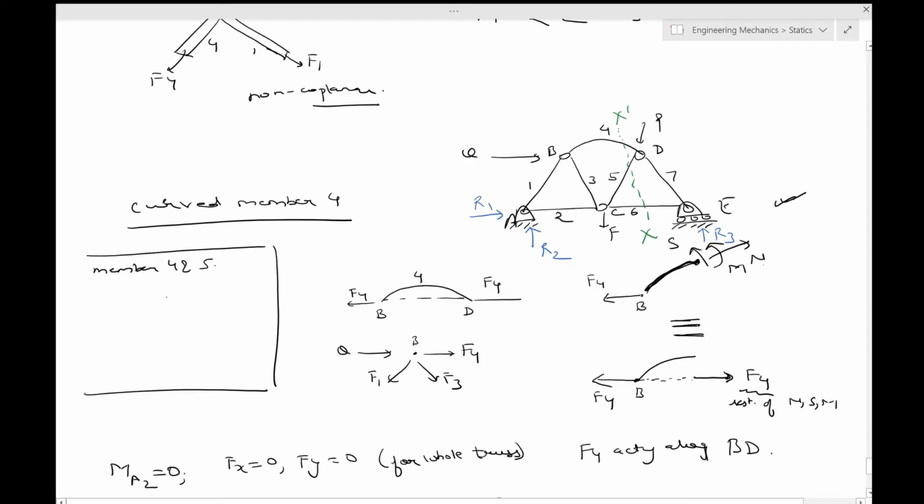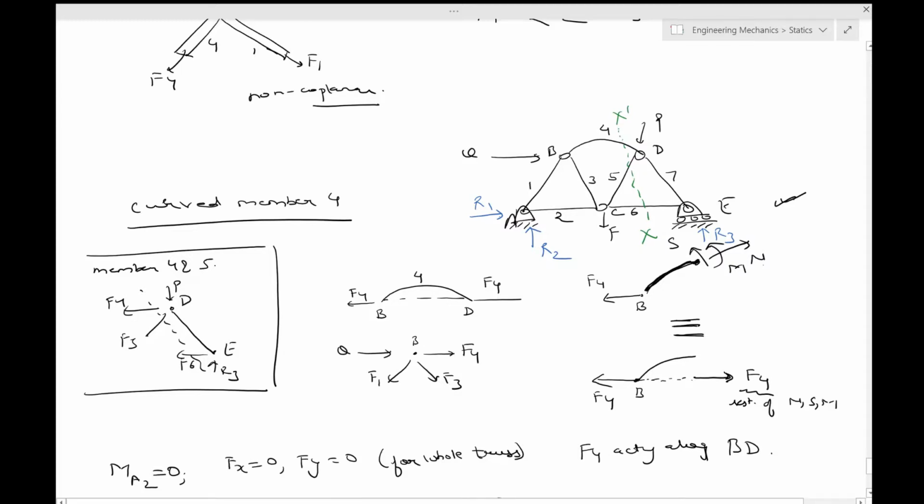How do we do that? Draw D over here. There's a P force acting, and you have this F4, F5. Then you have this E, which has R3, and then you have F6. This is how you had cut, and this was there.